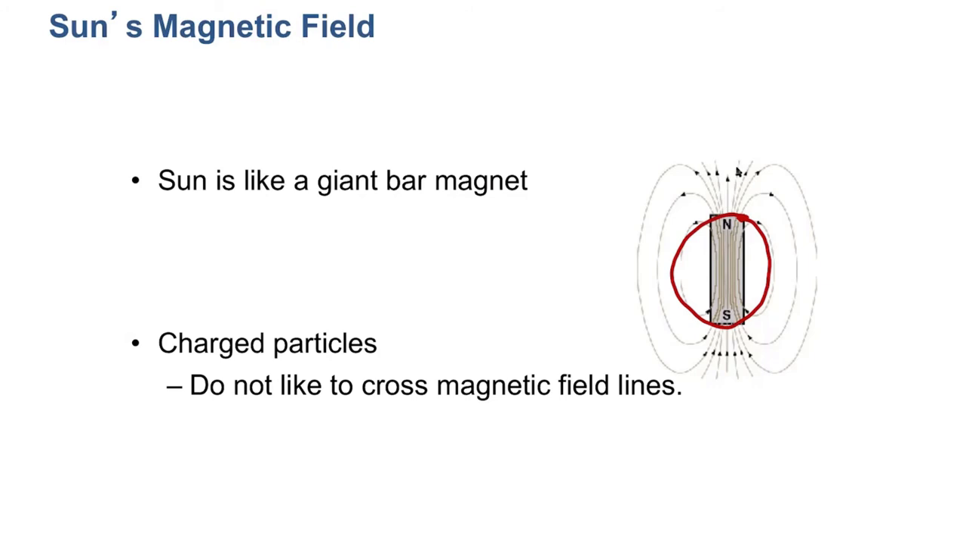And one of the objects that they exert forces on is charged particles. In particular, if you've got a charged particle here, let's say a proton, it can travel freely up and down the field lines, but it doesn't like to cross field lines. It feels a force resisting it from crossing these field lines. And that's going to become important to understanding how and why these sunspots work.